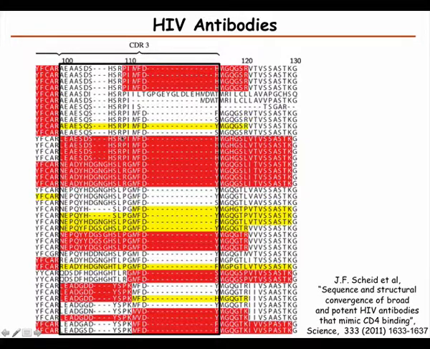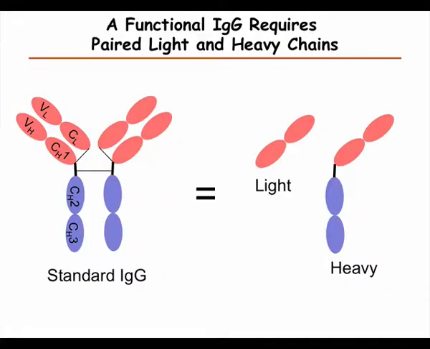Now, if we want to make reagents, the problem with human antibodies and with most animal antibodies is that they have a heavy and a light chain, and the specificity is made up of a combination of the heavy and the light. And it would be nicer to have just one amino acid sequence that one could more easily work with.